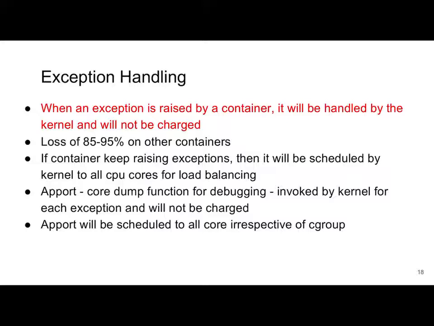Abort is a core dump function for debugging. Whenever an exception is raised, it calls abort, which is invoked by the kernel for the exception and will not be charged. Abort will schedule to all the cores irrespective of the cgroup. So suppose an exception is raised by a malicious container, and there are three other containers which are sharing the resources. Abort will schedule the exception to all those three cores also.